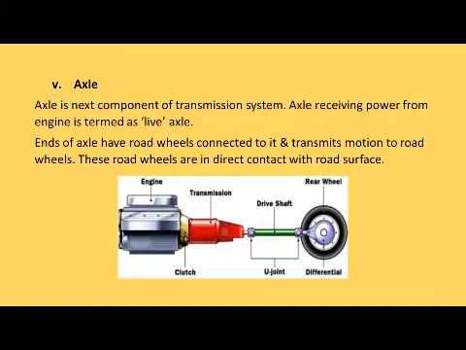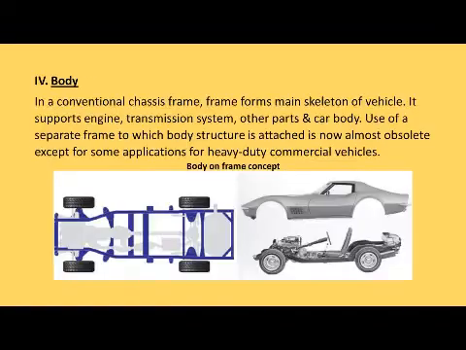Now next, that is the axle. The axle is the next component of the transmission system. The axle receiving power from the engine is termed as live axle. The ends of the axle have road wheels connected to them and transmit the motion to the road wheels. These road wheels are in direct contact with the road surface. The body of the automobile is above the axles.